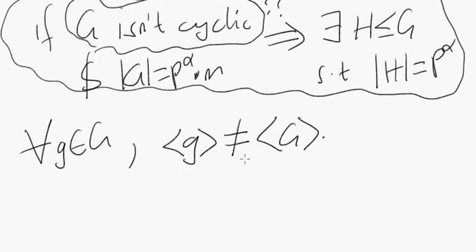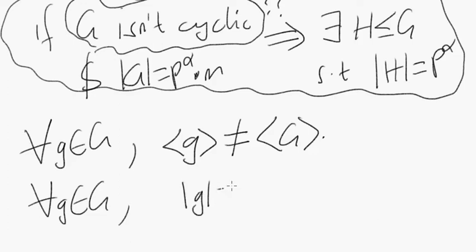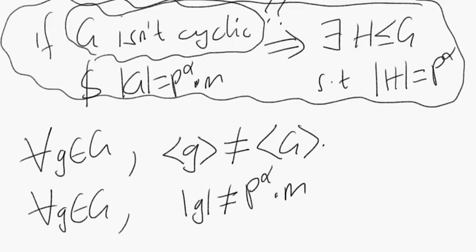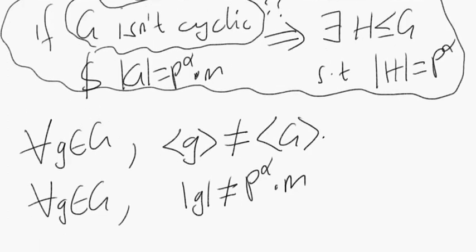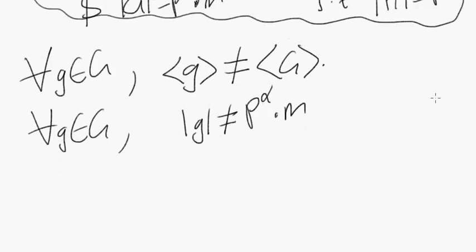What else is true if a group is not cyclic? Can we also say that for all little g in G, order of little g never equals p to the alpha times m? Can we say that? Because what do you think would happen if order of little g were p to the alpha times m? Wouldn't little g then generate the entire group?